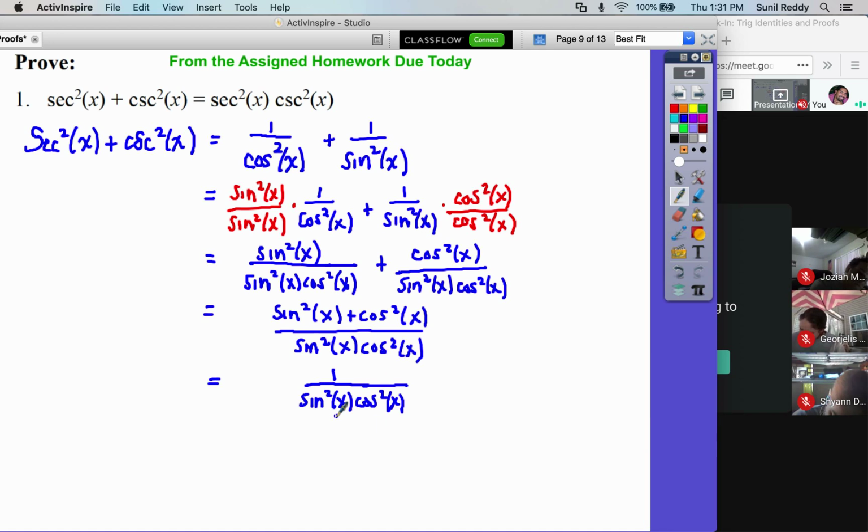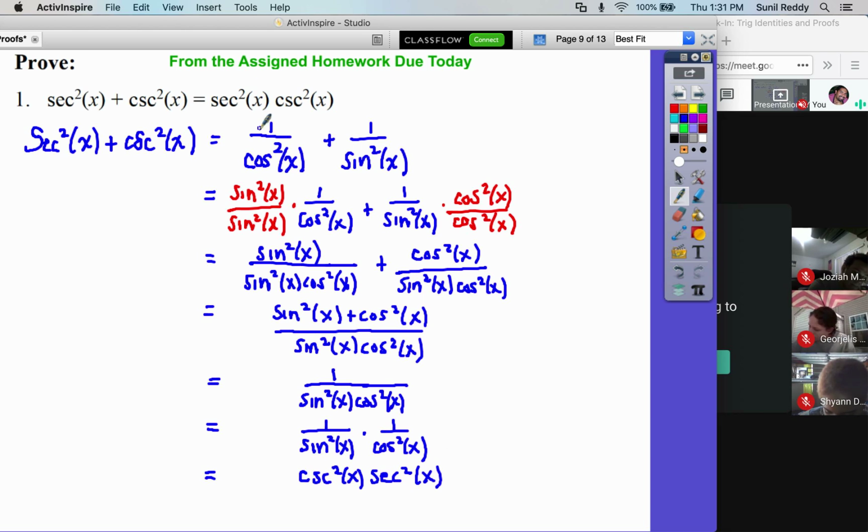And now again, here's where I say, well, I have a single fraction here. I want one term where I have the multiplication of two things. So I'm going to separate this fraction using multiplication. This is equivalent to 1 over sine squared times 1 over cosine squared. One over sine squared, by definition, using the reciprocal identity, is just cosecant squared. Just like 1 over cosine squared, by definition, is secant squared.